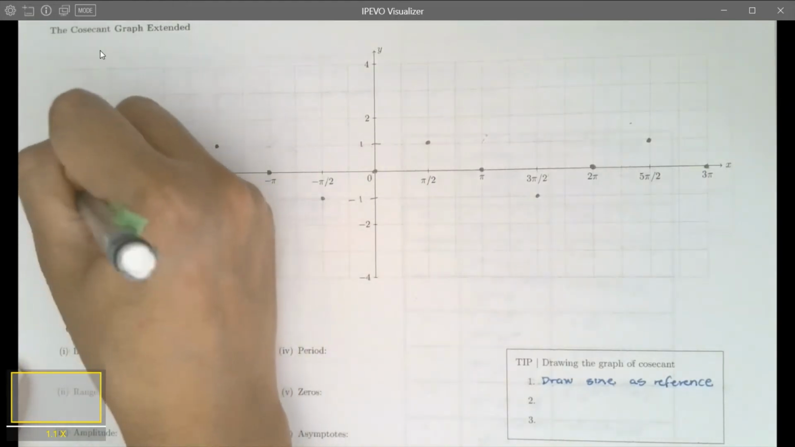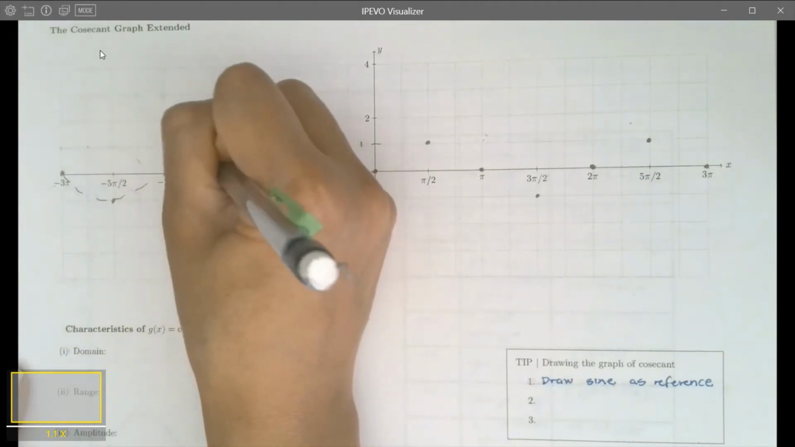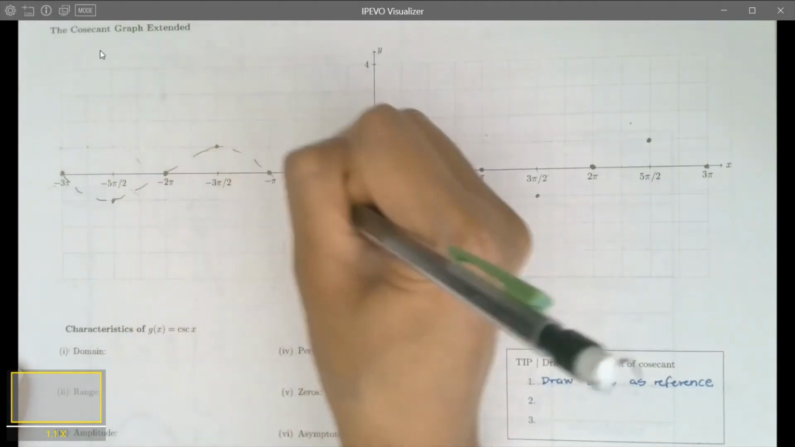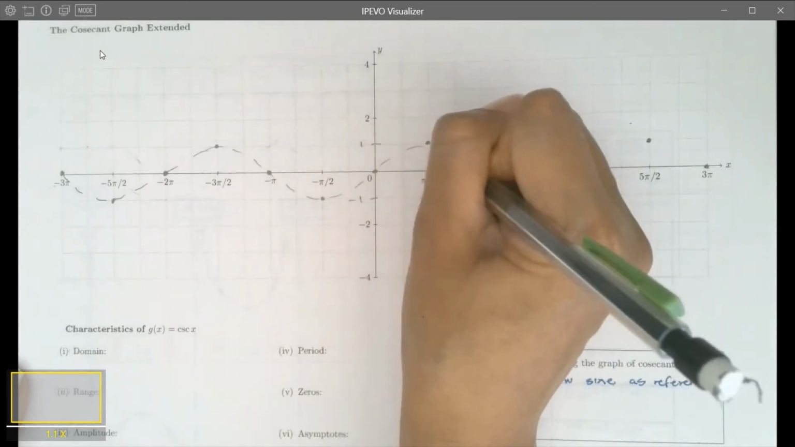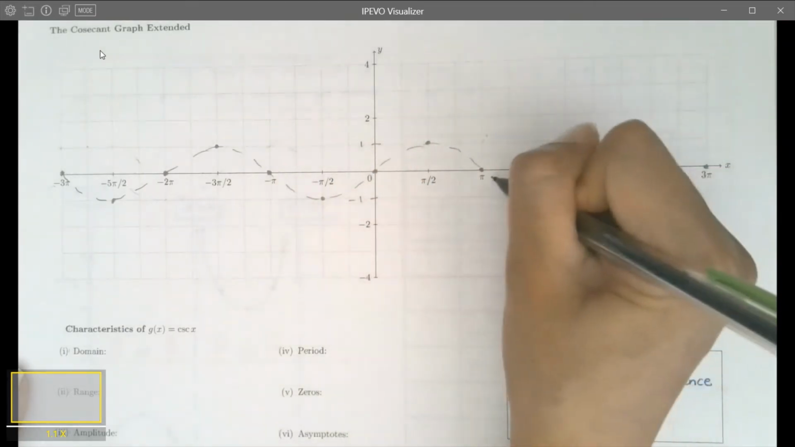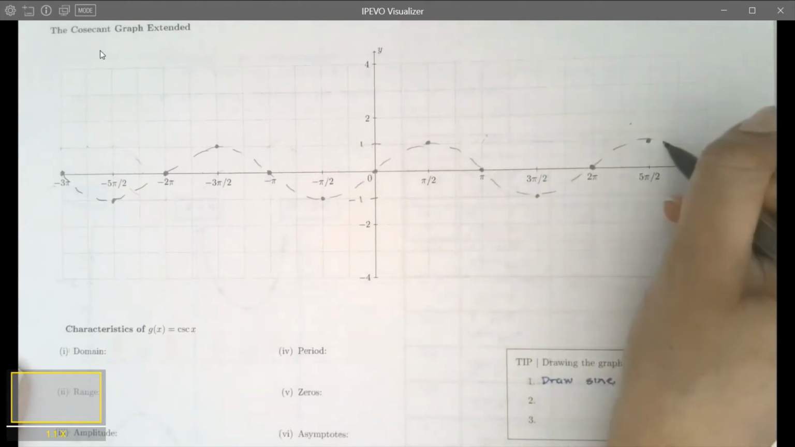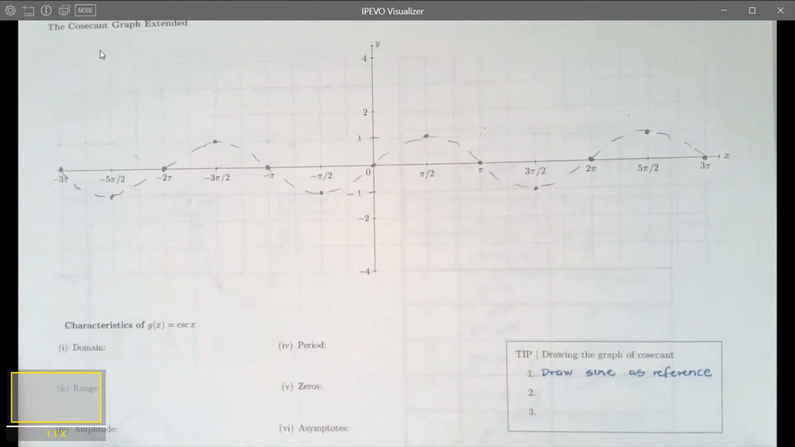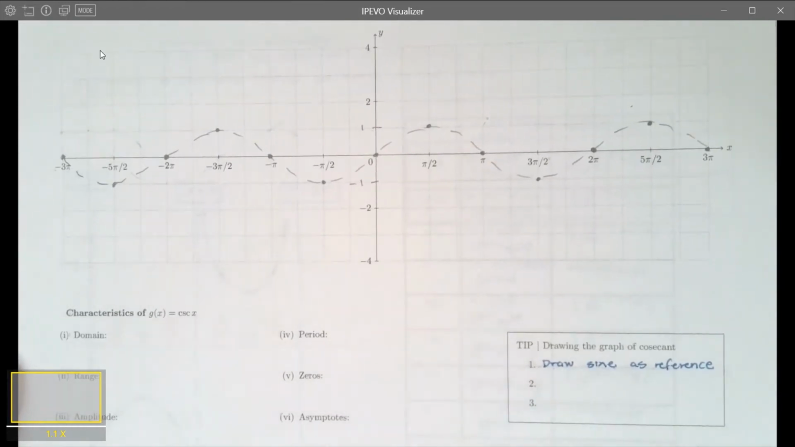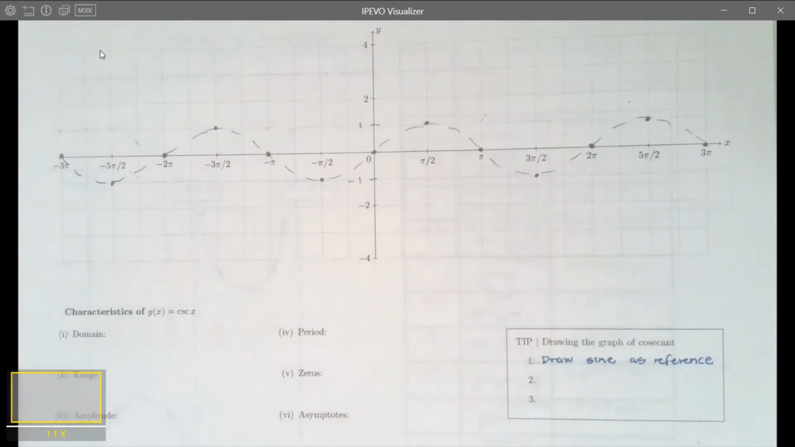So I'll draw sine kind of dashed because this is only our reference graph. This is not ultimately the graph that we're interested in. We're just using it to help us with cosecant. So that's the first step, draw sine as a reference. The second step would be to draw asymptotes wherever we have zeros for sine.